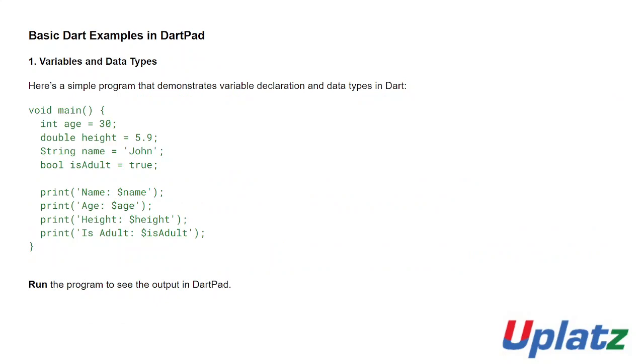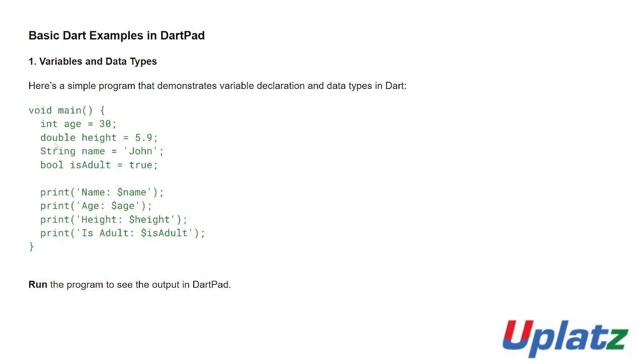Basic Dart examples in DartPad. Void main. Void is the return type. It returns nothing, so it is called void. Then curly bracket open, int age is equal to 30. That is, int age is a variable declaration. Int is the integer type and age is a variable which is of integer type, and this is initialization. It is initialized to 30, value 30.